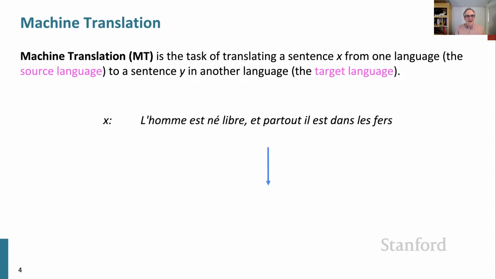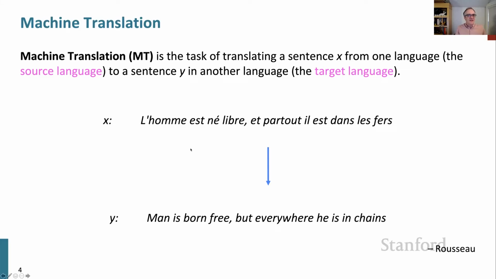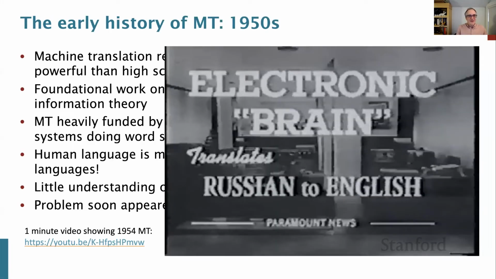So we start off with a source language sentence X, and then we translate it and we get out the translation, man is born free, but everywhere he is in chains. Okay, so there's our machine translation. In the early 1950s, there started to be work on machine translation. And it's actually a thing about computer science. If you find things that have machine in the name, most of them are old things.